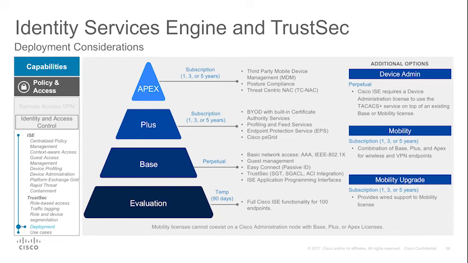The ICE Plus license is one of the best value deals for many ICE users. It includes all of the advanced features except health compliance and MDM at a price point 50 to 60% lower than the Advanced license. The ICE Apex and Mobility upgrade is also a great option for those wanting to add support for VPN and wired devices, as well as posture and endpoint protection.